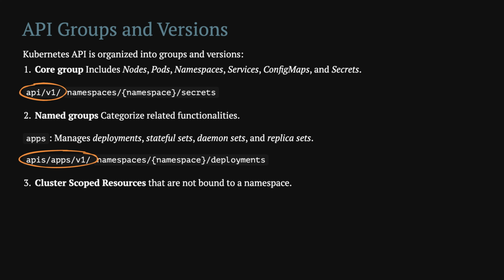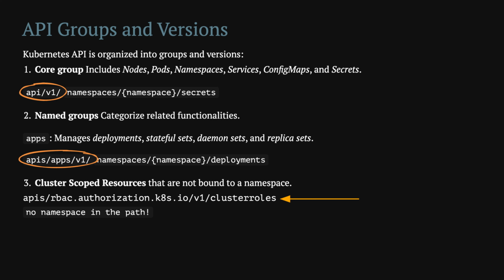Additionally, there are cluster scope resources that are not bound to a namespace. An example for this is the cluster role resource, which is accessed via the path api/rbac.authorization.k8s.io/v1/clusterroles. Note that there is no namespace in the path for this resource.